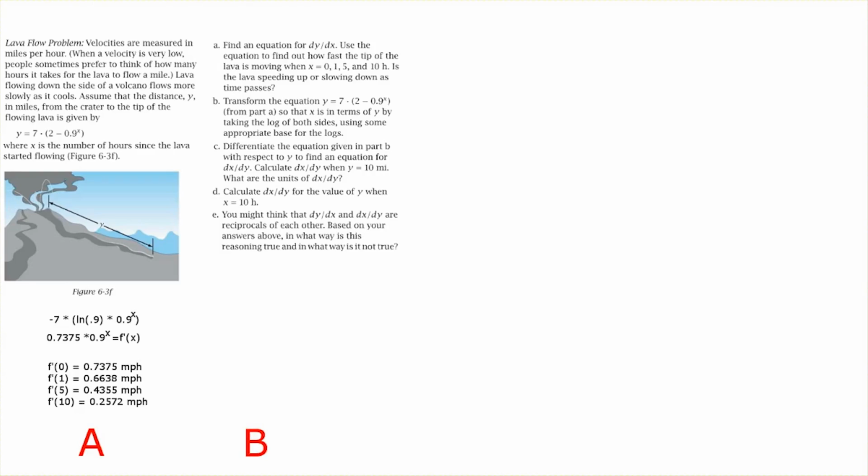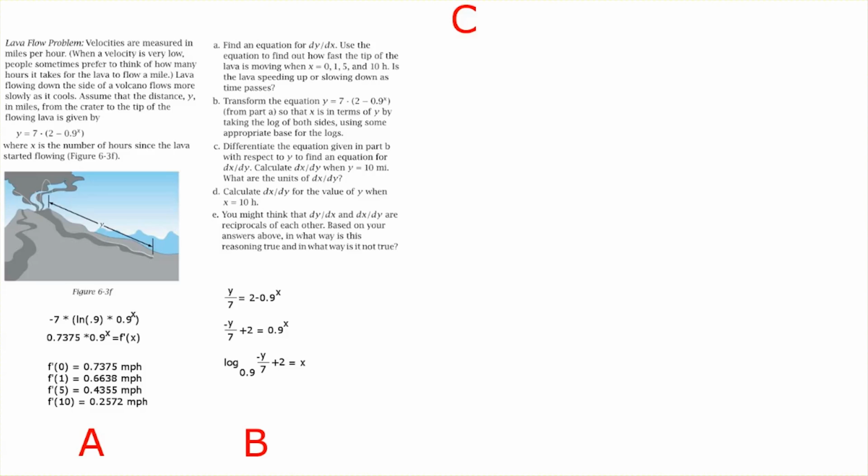This means that we need to isolate the x term. To remove x from the exponent, the log with a base of 0.9 is used on either side. Now the new equation is x equals the log base 0.9 of negative y divided by 7, and then 2 is added on. The new units for this equation will now be hours per mile, which is how many hours it takes for the lava to flow 1 mile.